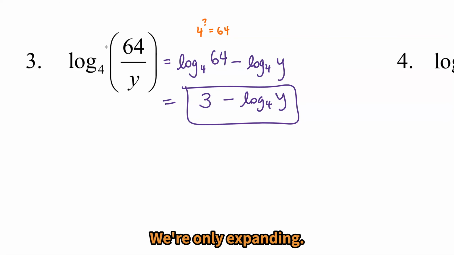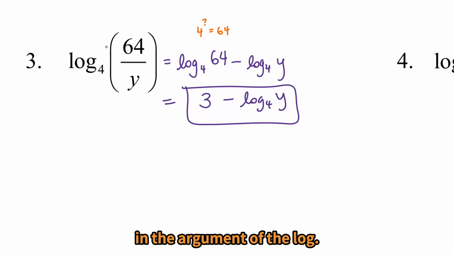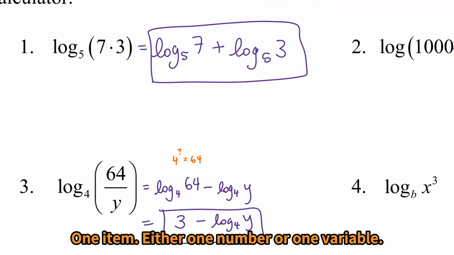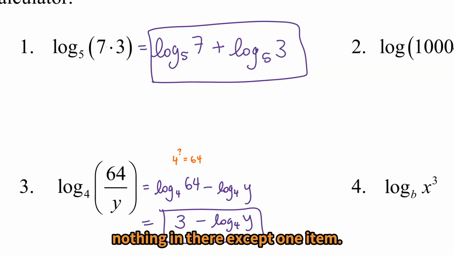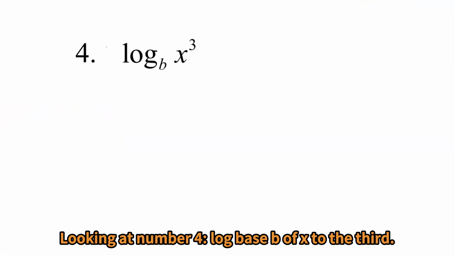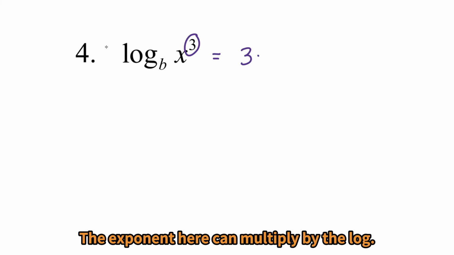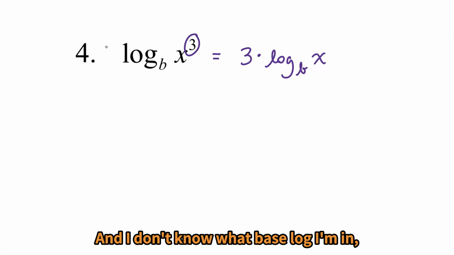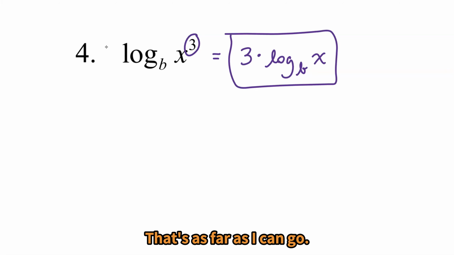We're only expanding. We're pulling the log apart based on what's inside, so that we only have one thing in the argument of the log, one item, either one number or one variable. No exponents, no multiplying, no dividing, nothing in there except one item. Looking at number 4, log base b of x to the third. This is demonstrating the use of our power rule for logs. The exponent here can multiply by the log. And I don't know what base log I'm in, plus I have x for a variable. That's as far as I can go.